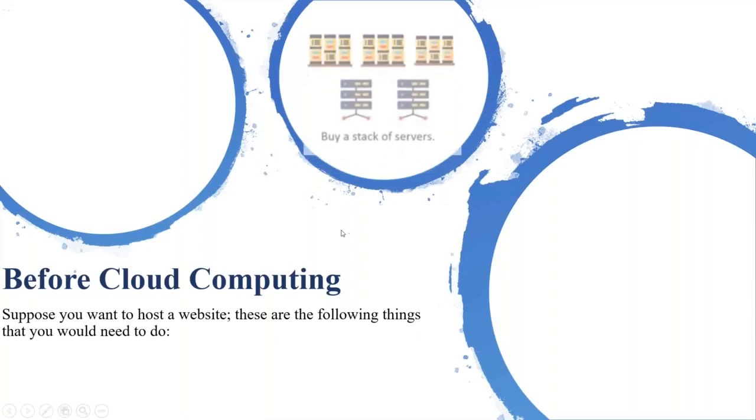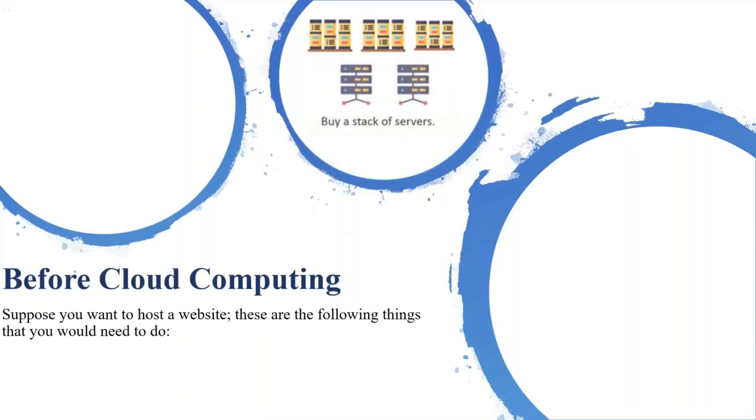So what is the first thing you will take care of? You need to buy the stack of servers. In simple terms, if you decide to host a website, first you need to purchase a stack of servers. You need to purchase the hardware and the software. When it comes to hardware, you need to purchase the RAM, the processor, and the storage. All this category comes under infrastructure, right? So you need to purchase the stack of servers first.